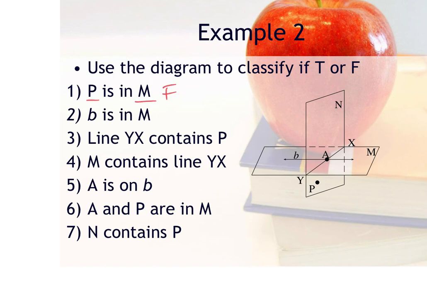And this is false. Okay? The reason is because P is located in the plane N, okay, but it is not a part of the plane M, okay? B is in M. Is the line B, I know it's a line because it's a lowercase letter, so it must be line B. Is this one in plane M? That is correct, so that is true, okay? The plane here contains this line. Line XY contains P. Well, XY is this line.